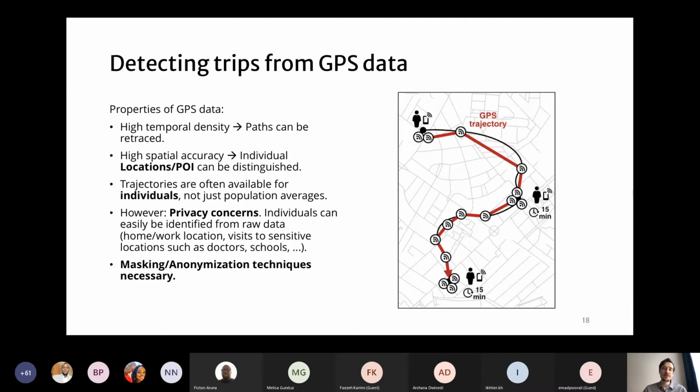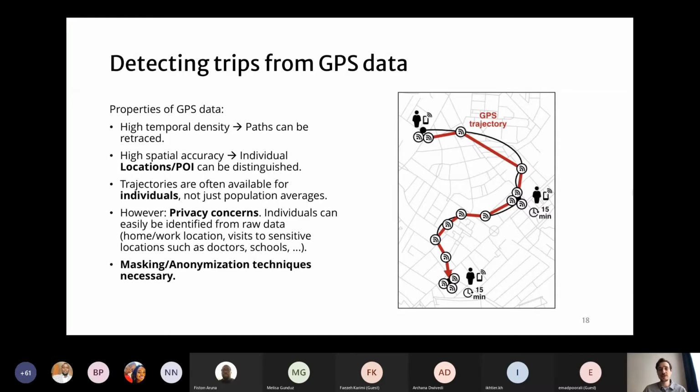And then often also these trajectories are available on the individual level, so not aggregated on population averages, which means that you can follow an individual trajectory over time and look at what locations a specific user has visited. However, with that comes more privacy issues, because if you give me such a trajectory, even if you remove all identifying features about the user, still a lot can be read from this. For example, the home location or the work location.